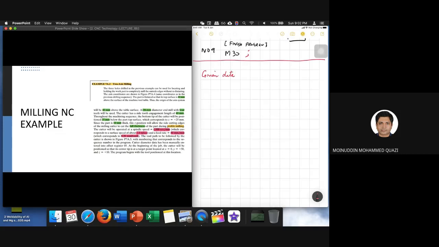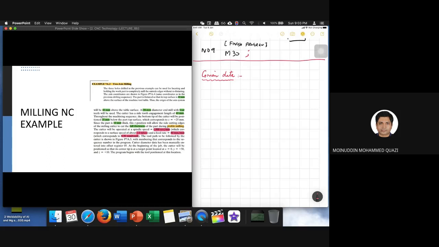I will solve only the half part, and the repetitive part you can solve yourself. So the three holes have been drilled already. Now, after solving the previous example, the three holes have been drilled. And now what I want to do is mill the outside edges of the workpiece.